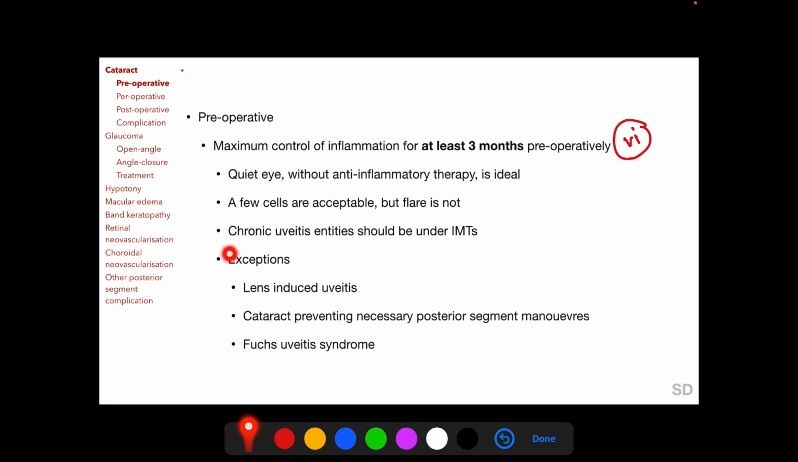There are certain exceptions to this dictum, such as lens-induced uveitis, which needs to be operated as soon as the inflammation is controlled, in patients with cataract preventing necessary posterior segment monitoring and treatment, and Fuchs uveitis syndrome, which actually does not respond to anti-inflammatory therapy.